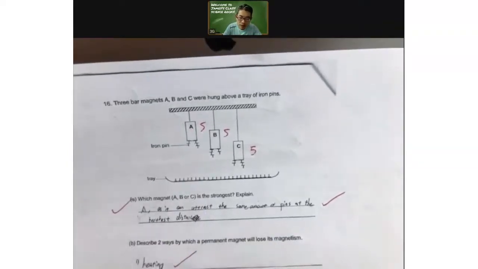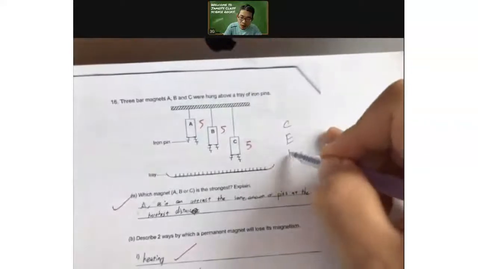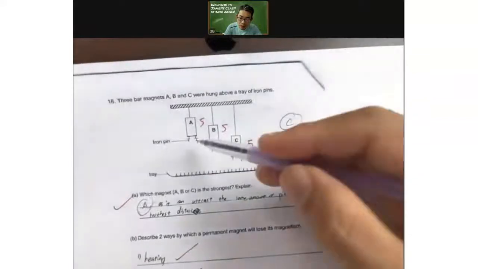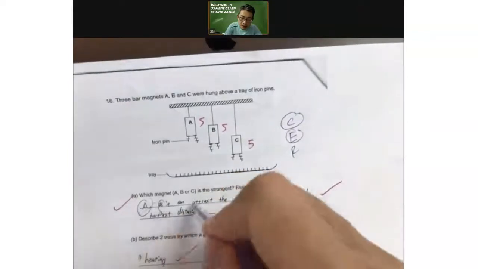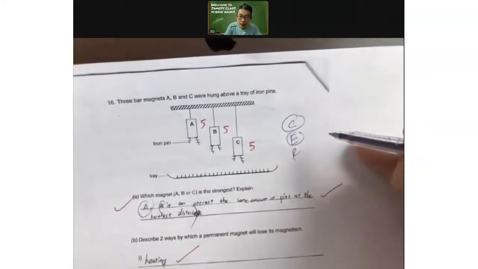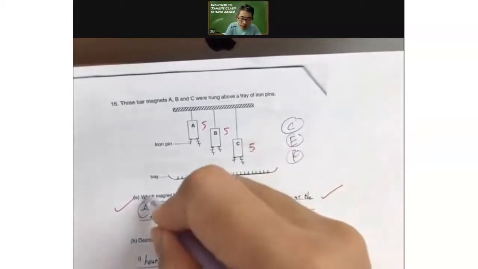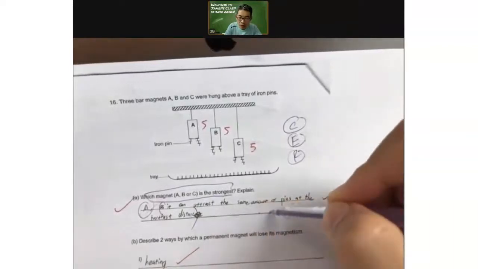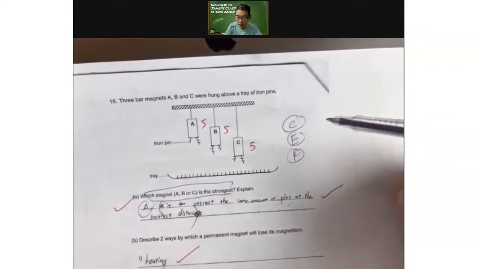That's a claim. Alright, 0 marks for claim. Explanation. Before explanation, remember our C, E, and R. So a claim has been given. A is the claim. Now the evidence is to compare against this. It can attract the same number of pins at the furthest distance. This is the evidence. And the reasoning is already given because this reasoning is given here. Magnet is the strongest. Therefore, you can write, therefore A is the strongest magnet. But that will be repeating the stem here, which you can write, it's okay, but that's not necessary here.